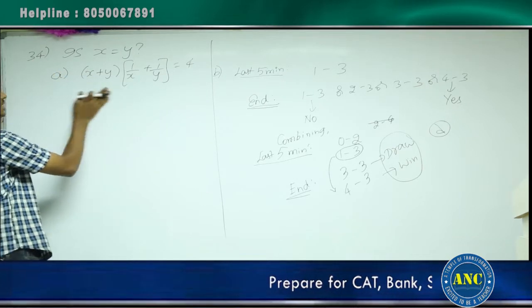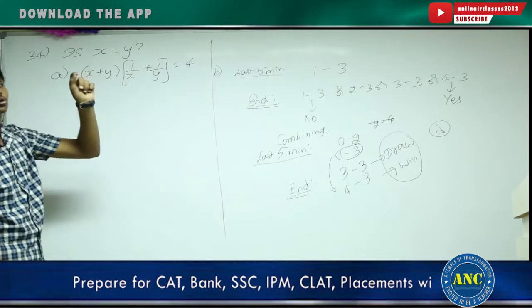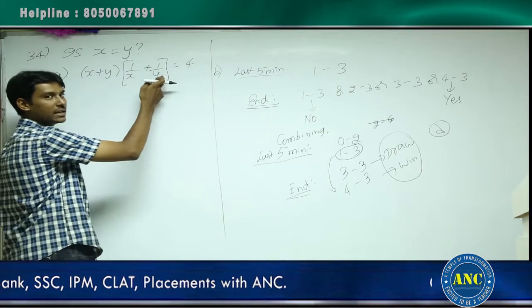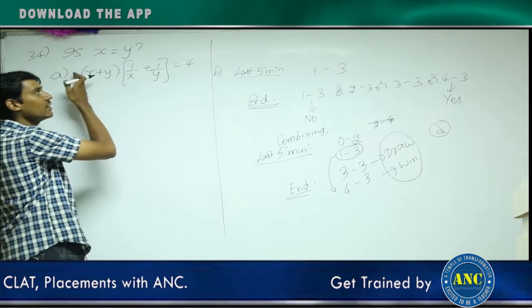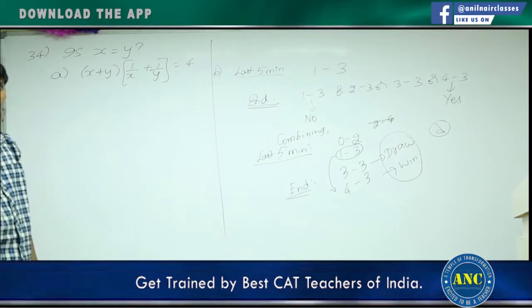Suppose you take x is equal to 3. 3 plus 3 is 3 into 2. I will not write it as 6. 3 into 2. 1 by 3 plus 1 by 3 is 2 by 3. The 3 will cancel. Again you are left with 2 into 2, which is 4. I am asking whether unequal values will not satisfy this equation.